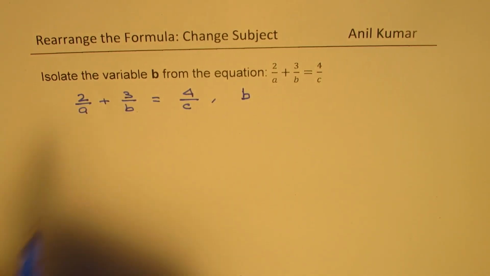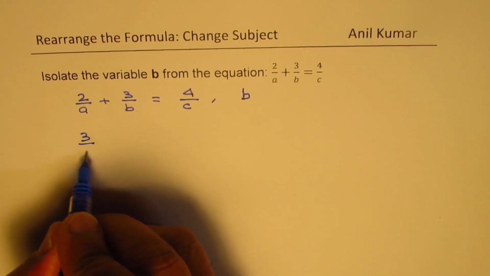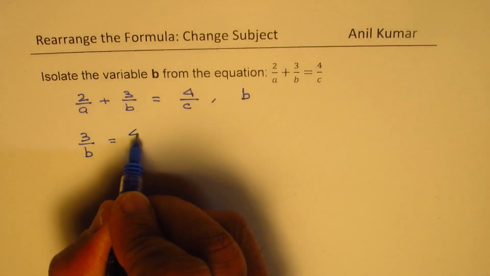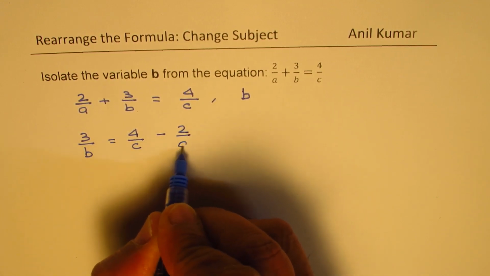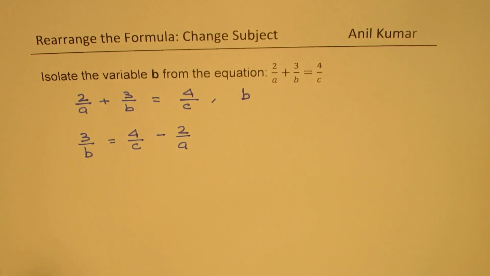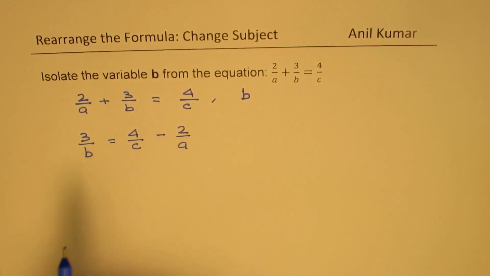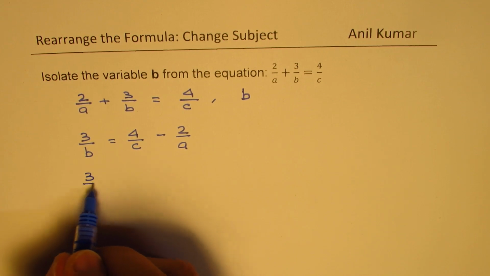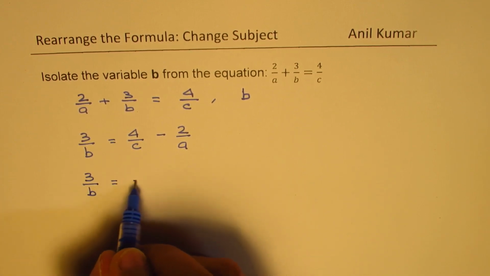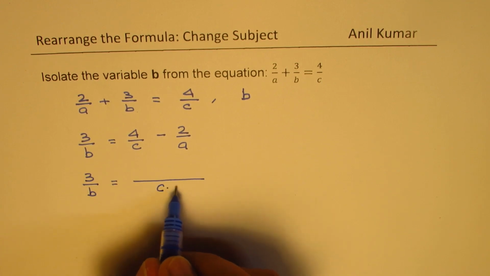The first step could be we can take 2 over a to the right side. So we are left with 3 over b on the left side. We get 4 over c minus 2 over a. Now, just as you worked with fractions or rational expressions, on the right side we can take a common denominator and then continue. So we get 3 over b equals 2. The common denominator is the product of c and a, which I could write as ca.